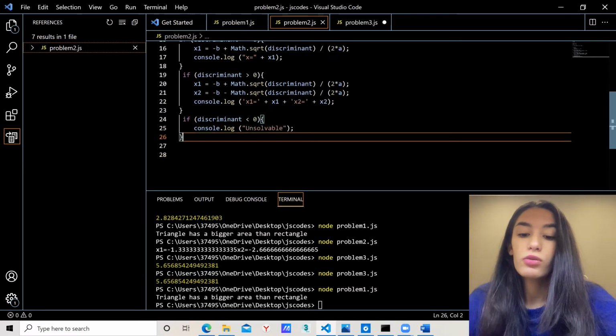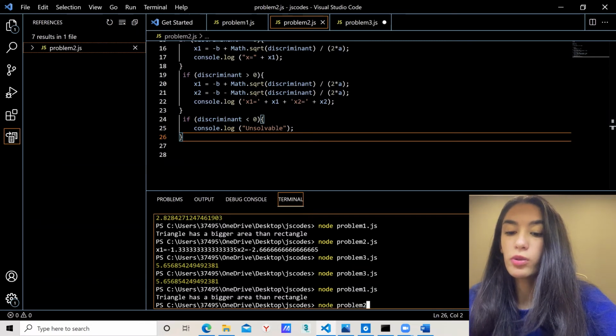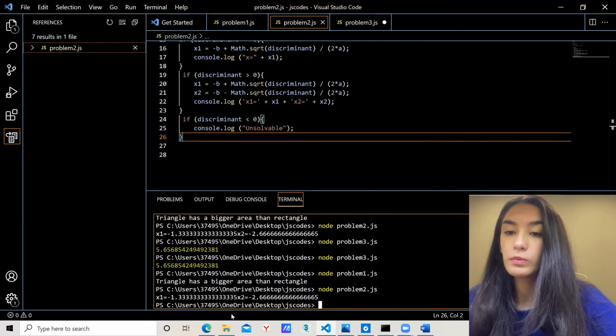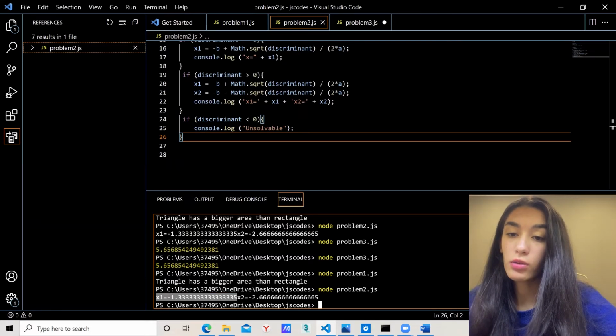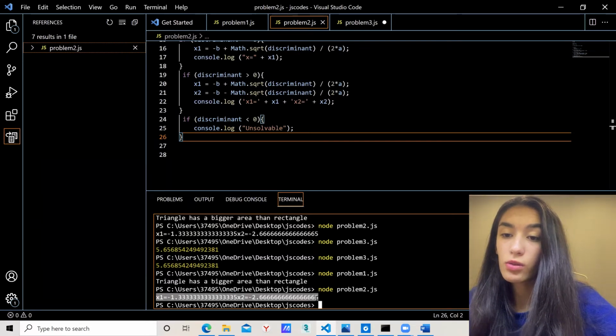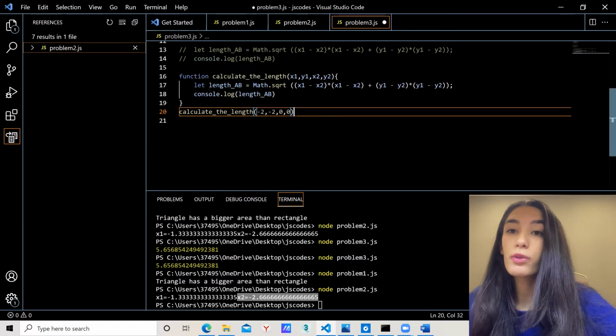So let's try to run our program. In this case, we got two roots. x1 is equal to this, and x2 is equal to this. Let's move to problem 3.